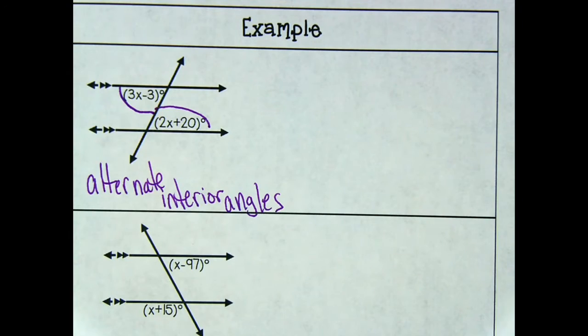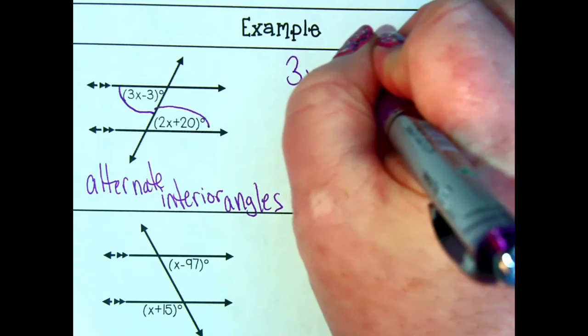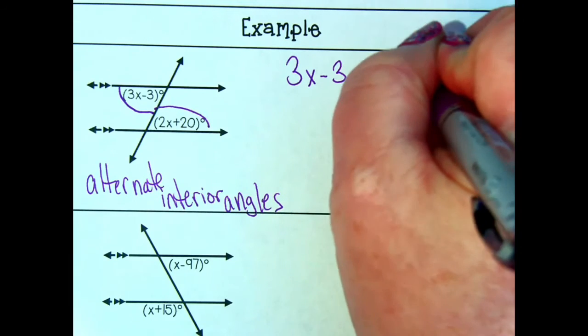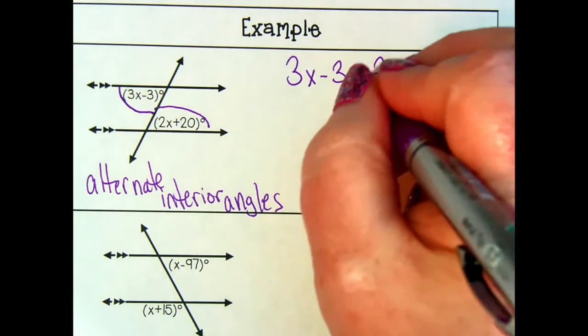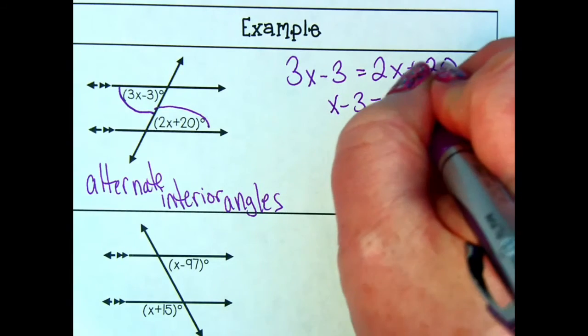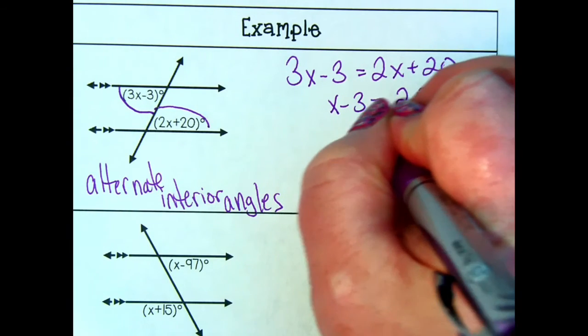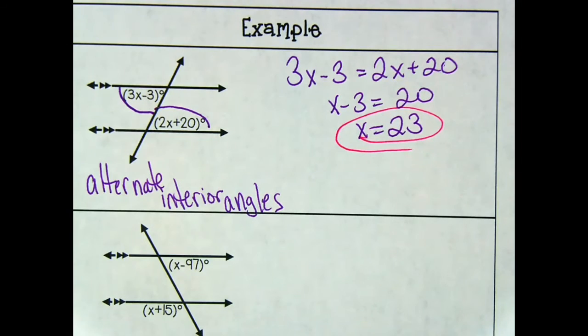And I know that alternate interior angles are congruent, so to write this equation, I would say 3x minus 3 is equal to 2x plus 20. Once I set up the equation, you should be able to solve it. Subtract 2x from both sides. Add 3 to both sides, and we get that x is equal to 23.